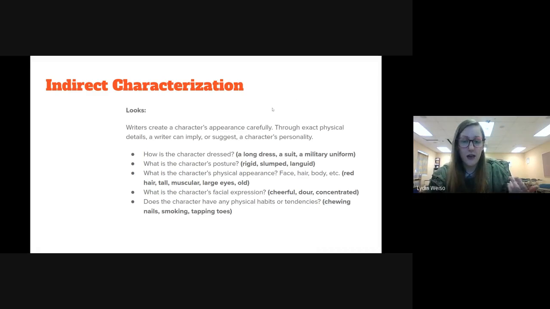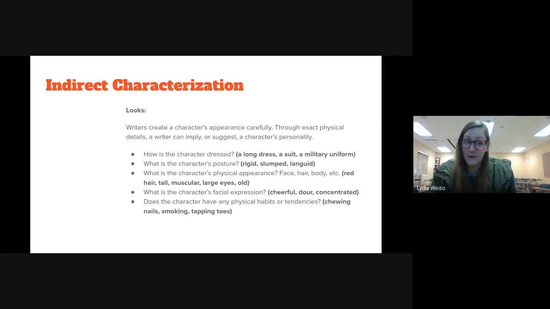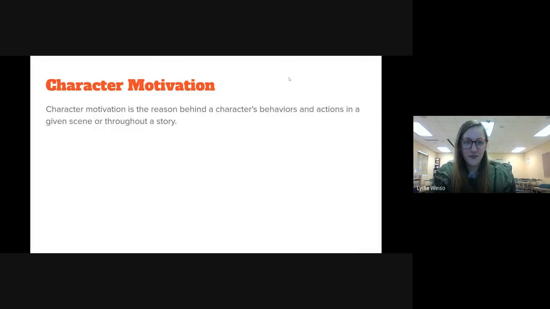Do they have red hair? Are they tall, muscular? Do they have big eyes? Are they old? Are they young? Is their facial expression cheerful? Is it dour? Is it concentrating? Do they have a bad case of RBF? And again, physical habits, chewing nails, tapping toes. If a character keeps scratching themselves, maybe they have fleas, I don't know.